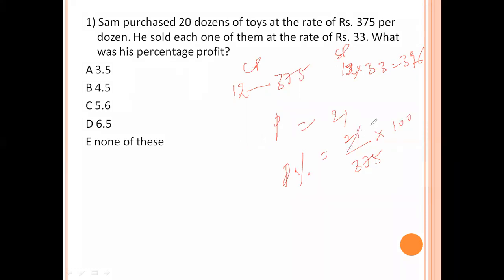Now here, simplify: 25 fours, 25 ones, 25 fives, 3 fives, 3 sixes, 3 sevens. 7 fours are 28 by 5, 5 fives are 25, 30, 5.6. Option number C is the right answer.